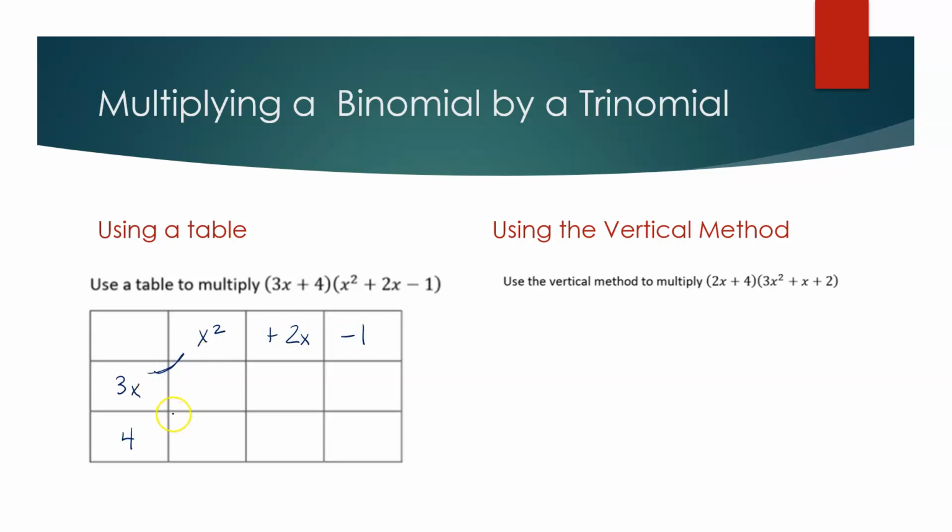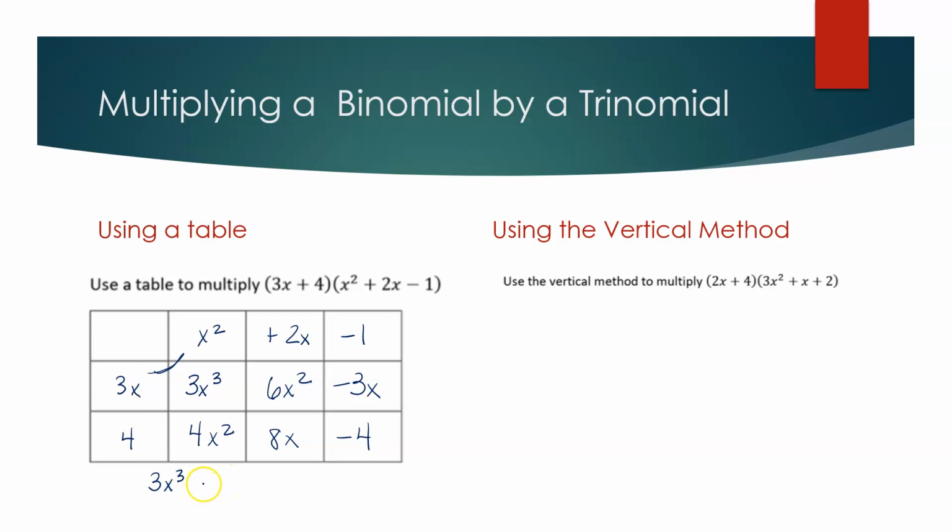So 3x times x squared is 3x cubed. 3x times 2x is 6x squared. 3x times negative 1 is negative 3x. 4 times x squared is 4x squared. 4 times 2x is 8x. 4 times negative 1 is negative 4. So let's write this out.